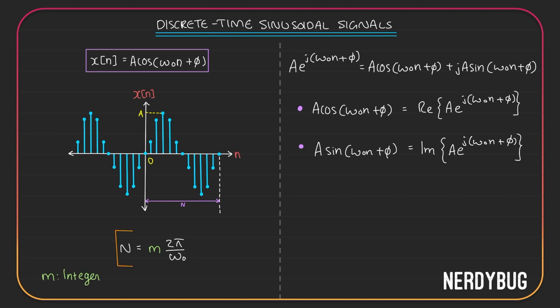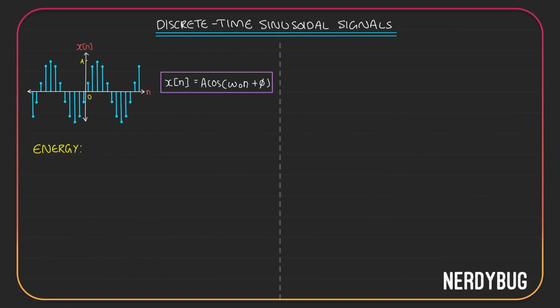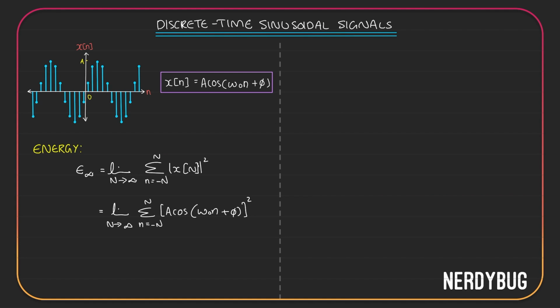So this is the equation for fundamental period. Now, like we have done before, let's try to find out the energy of this signal. Energy of a discrete time signal over an infinite interval, E infinity, is given as limit N tends to infinity, summation from n equals minus N to N, magnitude of x of n, squared. So here we get limit N tends to infinity, summation from n equals minus N to N, x of n is A cos of omega naught n plus phi, whole square.